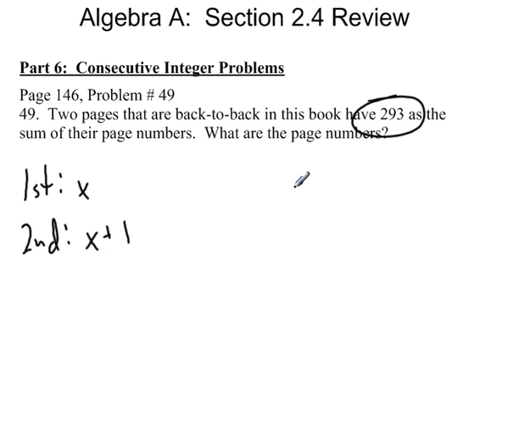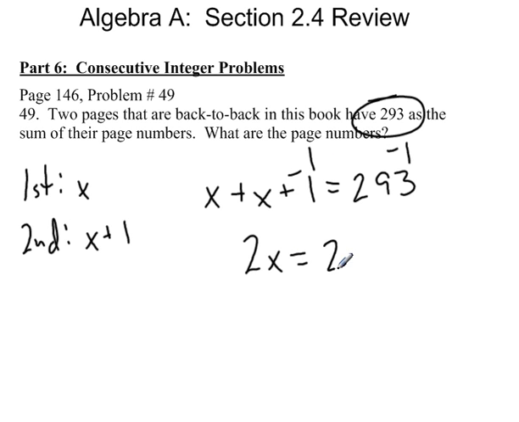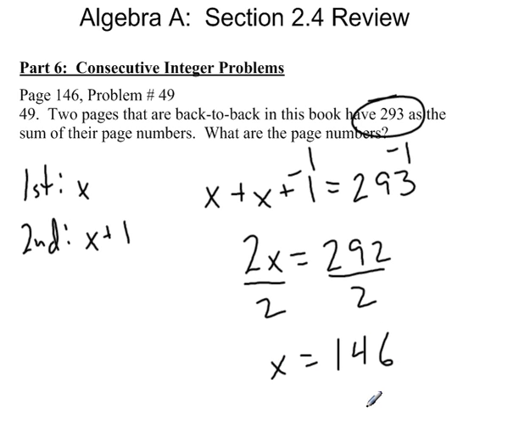I have a total of 293 when I add the first and second numbers up. This is my equation. Combine like terms. x plus x is 2x. Subtract 1 from both sides. I get 2x is 292. Divide by 2. Solve the equation. And you get 146. Now, don't stop there.